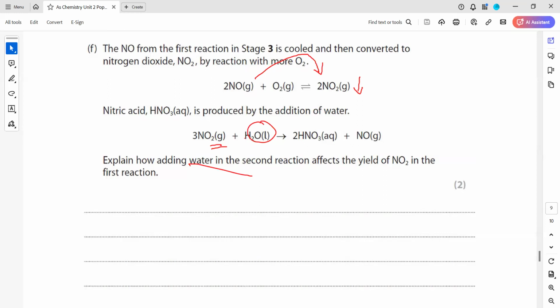So as a result, we'll get more. The nitrogen dioxide which is produced reacts with water, so the amount of nitrogen dioxide decreases. So this will shift the equilibrium towards the right-hand side.